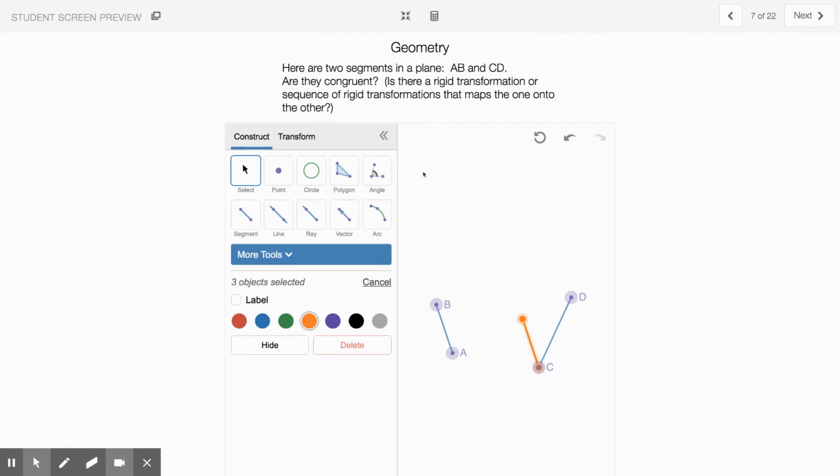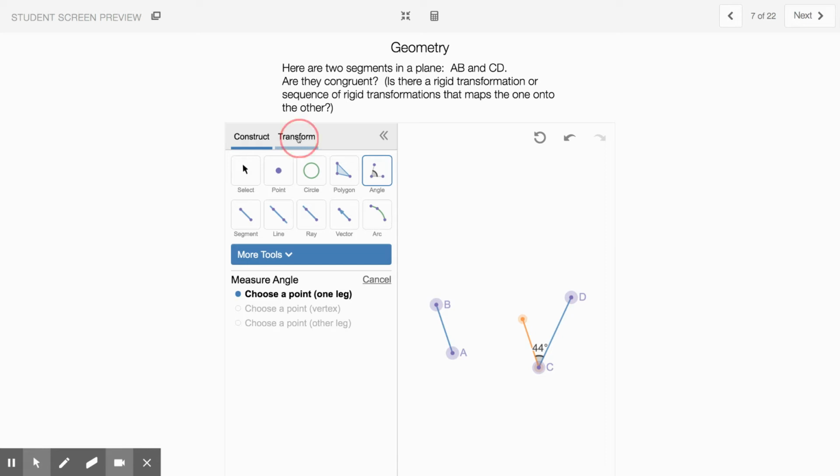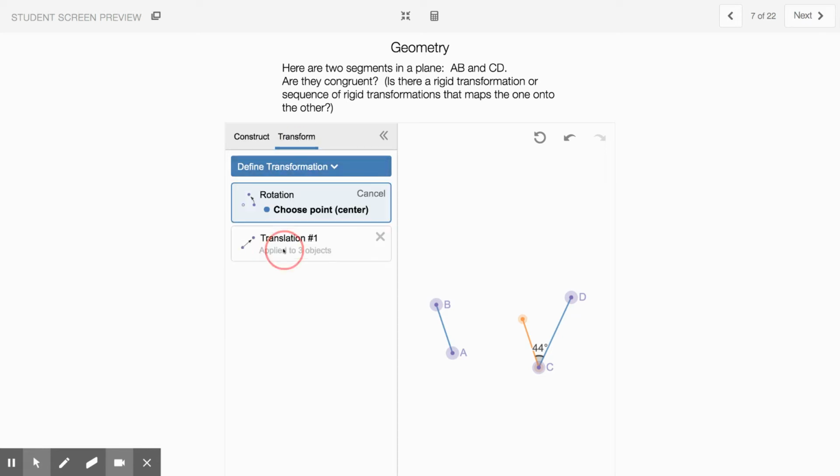Now I need to rotate it. How many degrees? Well, I'm going to measure from this angle. I'll go 44 degrees in a clockwise direction. So I'm going to define the transformation of a rotation around point C by not 90 degrees, but by 44 degrees. And since it's in the clockwise direction, I'm going to make this negative because a positive is counterclockwise. If I want to make it go the opposite direction, I'll make it a negative. And now I'm going to apply that to this segment. And when I do, there it is. It matches up. It's on this ray.